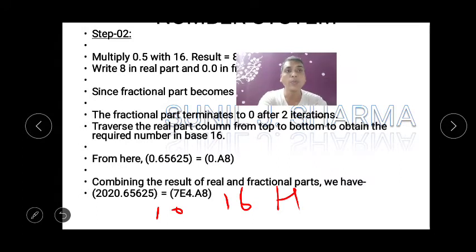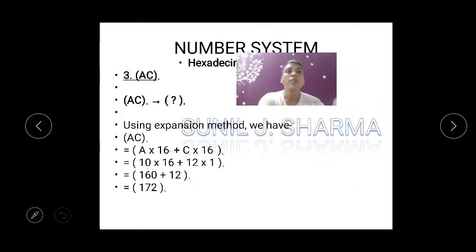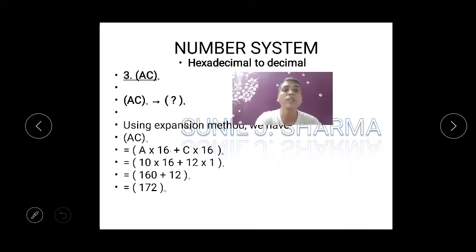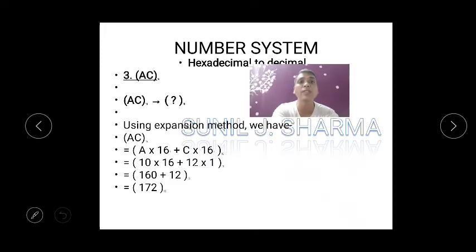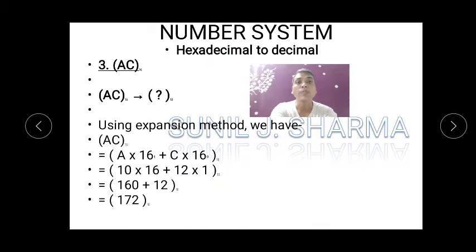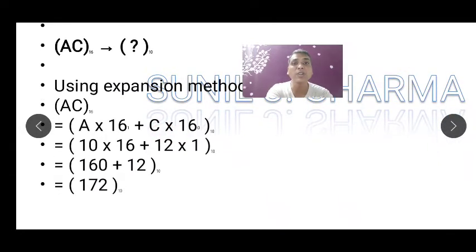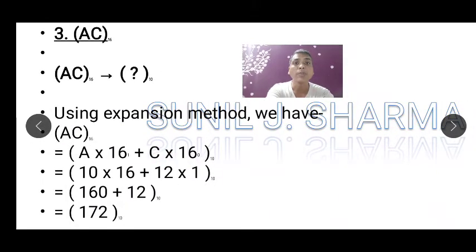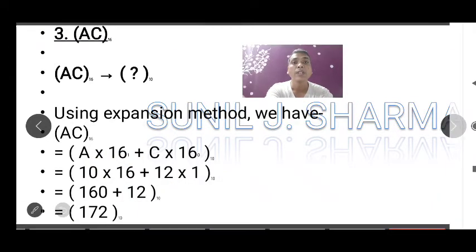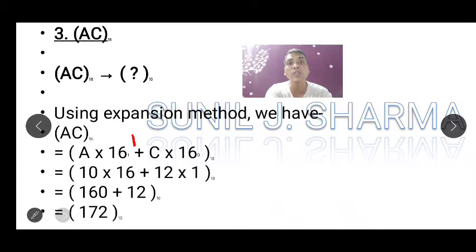Okay, so I hope you understood till here. Now in this session we are going to do hexadecimal to decimal. We will be using the expansion method. Suppose this is your hexadecimal number with base 16 and you have to change it to decimal. Remember that here we have to write 16 raised to 1, and here this is 16 raised to 0.